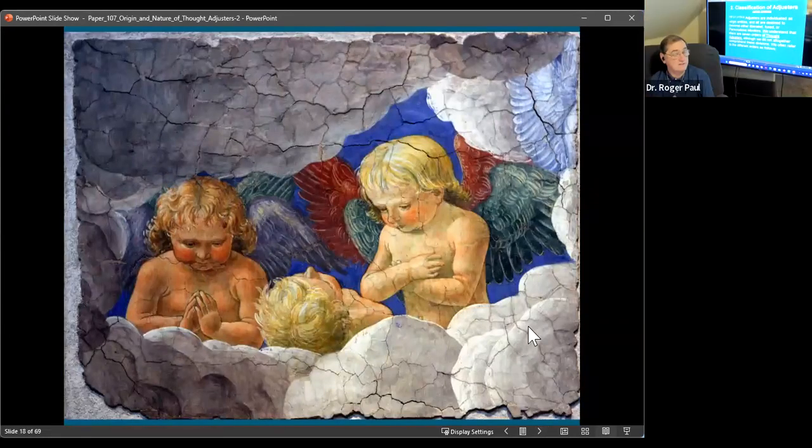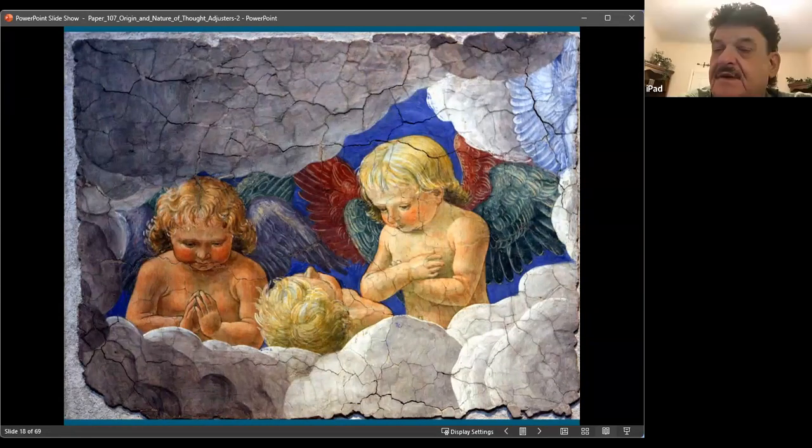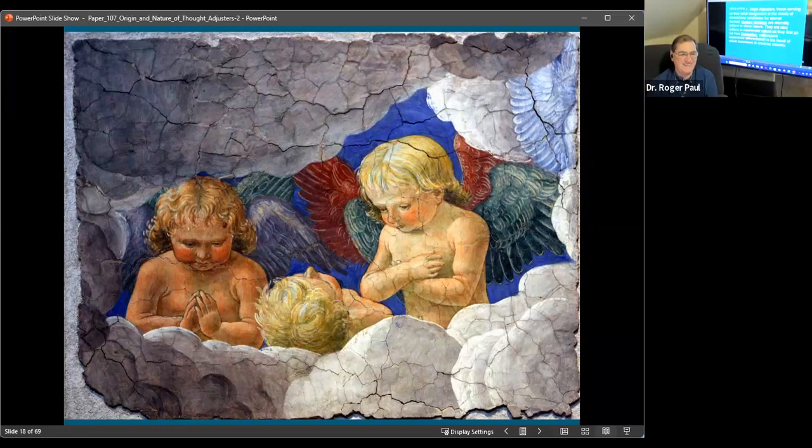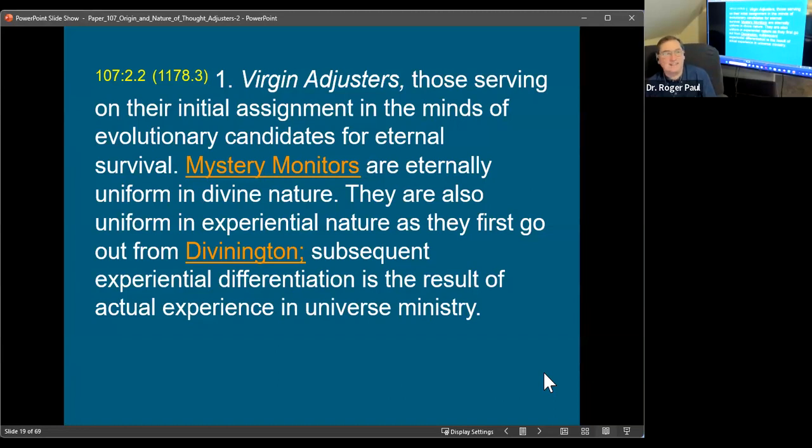Go forward, and here's a little picture of a cherubim, not jesters. Okay, I want to make sure that's clear. Okay, virgin adjusters. Rodney, would you take this one, please?